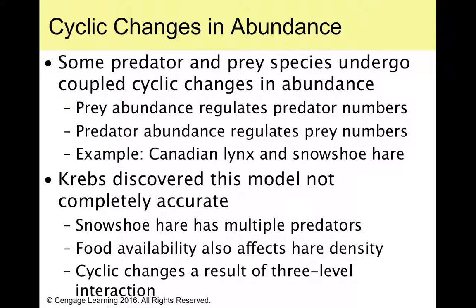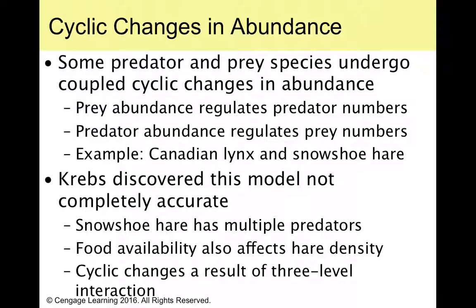We thought we had really good data for this, and then some scientists, Krebs and some other workers, found that this is not that true. Because one, the snowshoe hare has multiple predators. It's not just lynx. Owls eat them, eagles eat them, lots of things eat rabbits. Also, the food availability affects hare density. They found that if you removed the lynx completely and gave the hares the run of the land for a plot, they would still do this cycle. The hares would make so many babies that they would eat all the food in the area, and then the population would tank because they had eaten all the food, and then it would rebound.